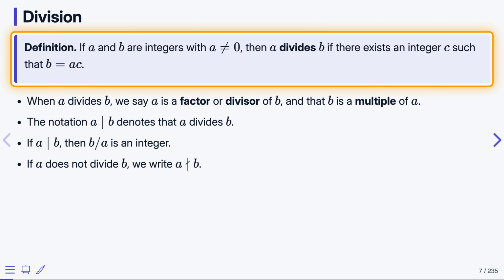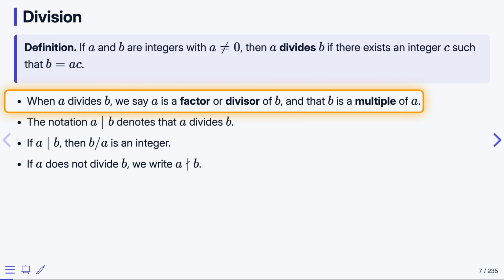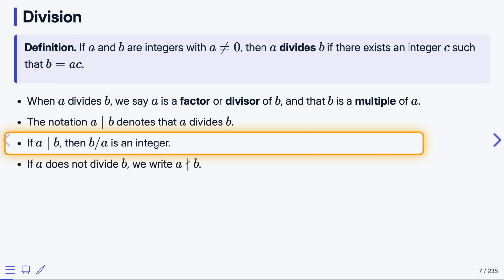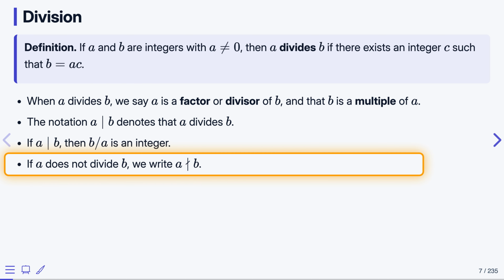Let's define division. Take 2 integers a and b, and say a is not 0. We say a divides b if we can find an integer c so that b equals a times c. In plain words, b is a whole number of copies of a. When this happens, we call a a factor or a divisor of b, and we call b a multiple of a. We write it with a vertical bar. The bar means a divides b. If a divides b, then b over a is a whole number with no remainder. If a does not divide b, we put a slash through the bar.